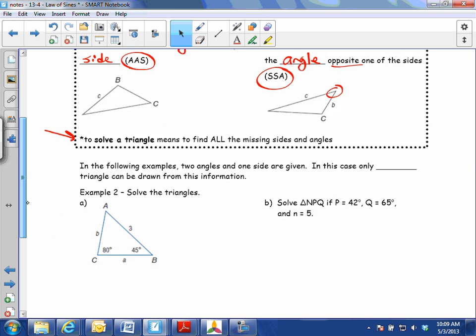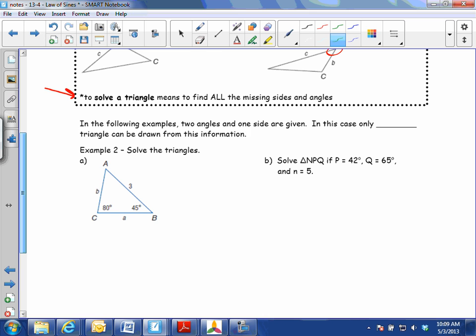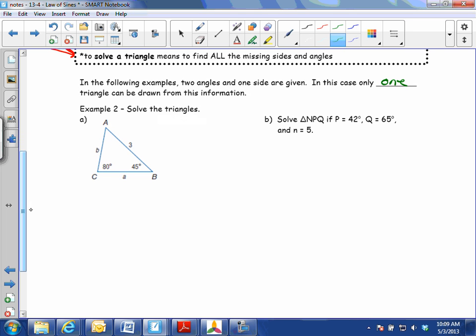Alright, the example makes much more sense now. It says the following: 2 angles and 1 side are given, therefore we can use the law of sines. In this case, only 1 triangle can be drawn from this piece of information. With other problems that we're going to work with later, you actually can draw 2 different triangles. In this case, we're only working with 1 triangle. They've given us a picture to look at. We're looking for side A, side B, and angle A.